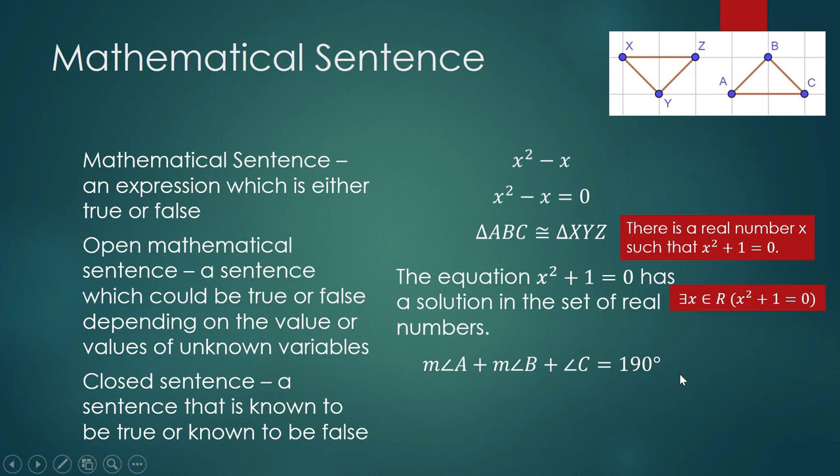How about this one? Is this a sentence? Yes, it is a sentence. But is it an open or closed sentence? Well, it depends on the context. Are these the angles of a quadrilateral or a triangle? Let's say, for example, that these are the angles of a triangle, such as this one. That is our context. So is this a true or false mathematical sentence? It is false, because if these are the angles of your triangle, their sum must be 180 degrees.